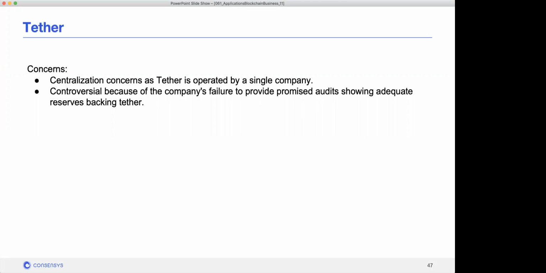But then they haven't been able to produce anything when they always said they were going to do audits. So yeah.